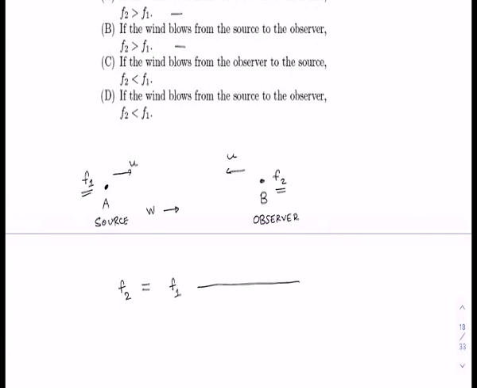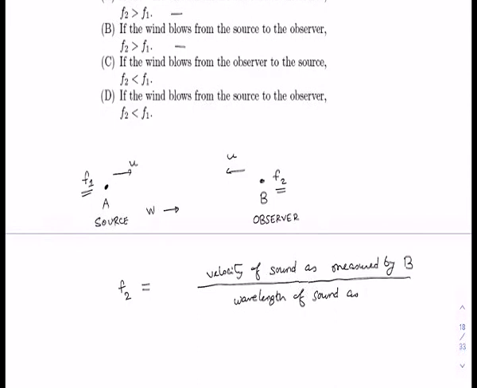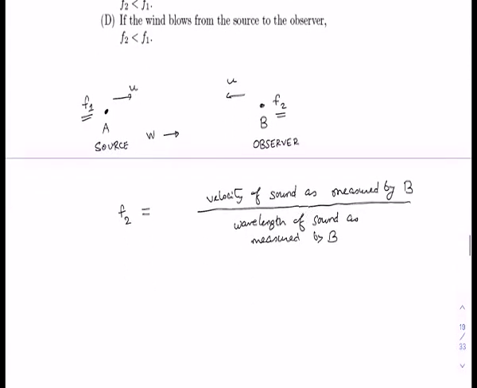Now here the velocity of sound as measured by B, right? So this is what we have to find out, and then here it is actually the wavelength. So instead of f1, as per our formula, this would be the wavelength of sound as measured by B. Okay, so velocity of sound as measured by B.